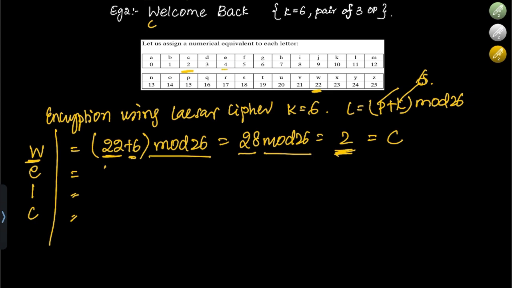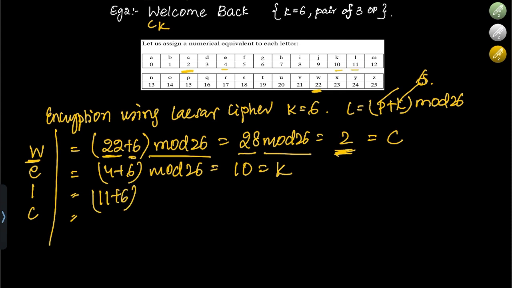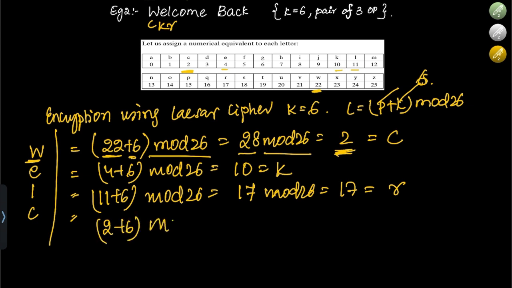E equivalent is 4. 4 plus 6, that is 10. 10 mod 26 is 10 itself. 10 equivalent is K. So for E, I can write K. For L, L is 11 here. 11 plus 6 mod 26, so it is 17. 17 mod 26 is 17, and 17 is R. So I can write R here. For C, C equivalent is 2. 2 plus 6, 8. 8 mod 26 is 8 itself. 8 equivalent is I. And so on.